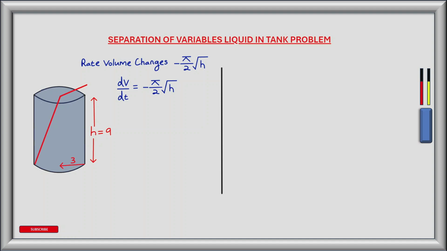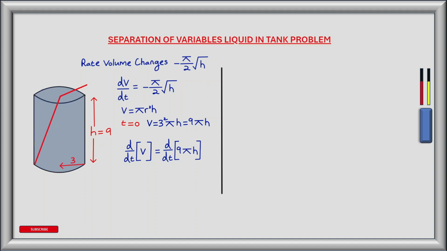We know that the rate of change of volume with respect to time, so dV by dt, is equal to minus pi divided by 2 multiplied by the square root of h. We also know that the volume of a cylindrical can is equal to pi r squared h. So at time t equals 0, the volume of lemonade in the can is equal to 3 squared multiplied by pi multiplied by h. So that equals 9 times pi times h.